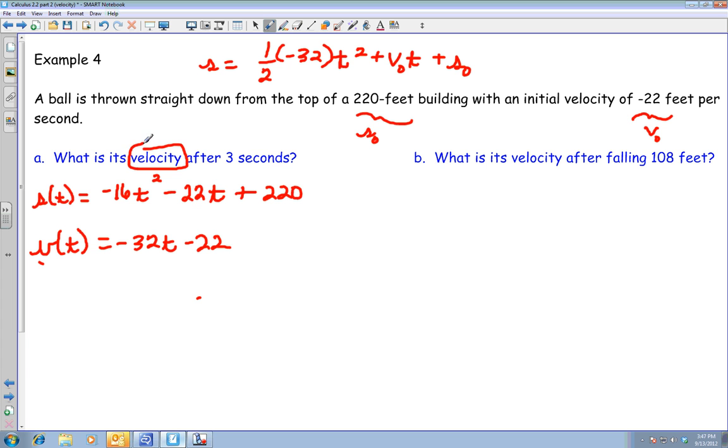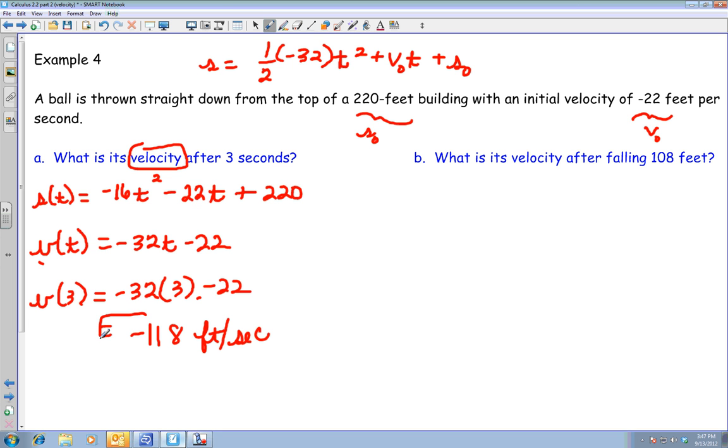They want to know what is the velocity after 3 seconds. So I'm going to take 3, plug it in. Negative 32 times 3 minus 22. When I simplify that, I get negative 118 feet per second. My velocity is negative because the ball was thrown from the top of a building and it's moving down.